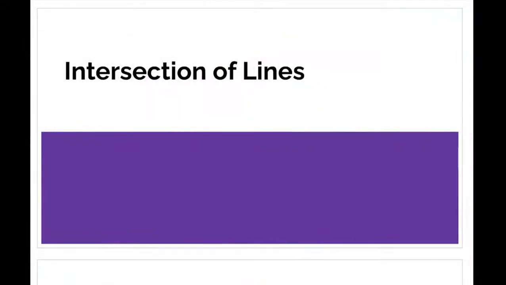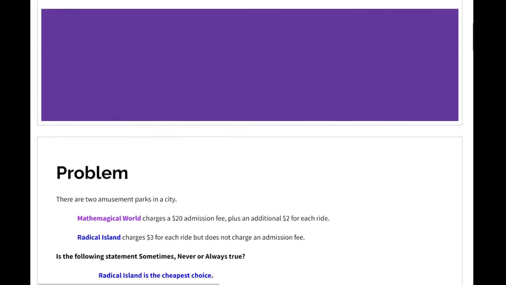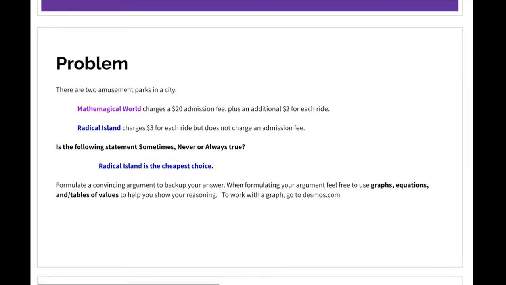In today's lesson, we are going to be looking at intersection of lines. So we're going to be taking what we've looked at so far, and we're going to now apply it to when we have two lines graphed at the same time, or two equations in the same situation. So we're going to start off by looking at a problem.